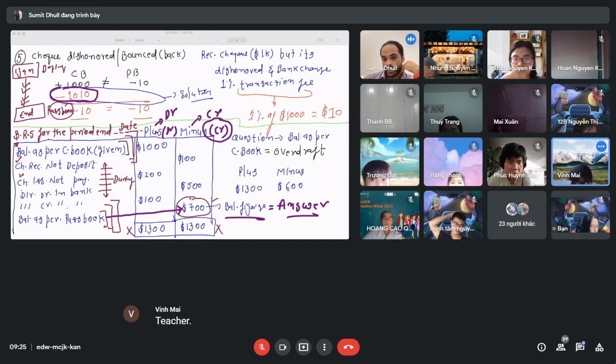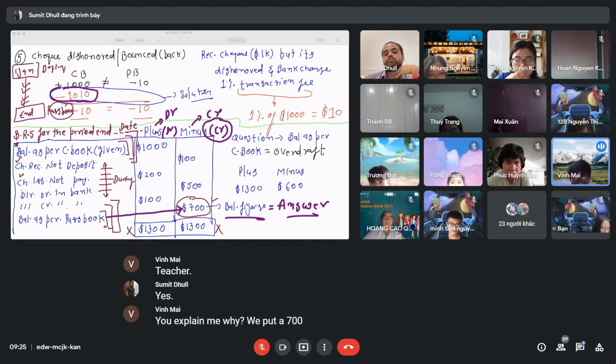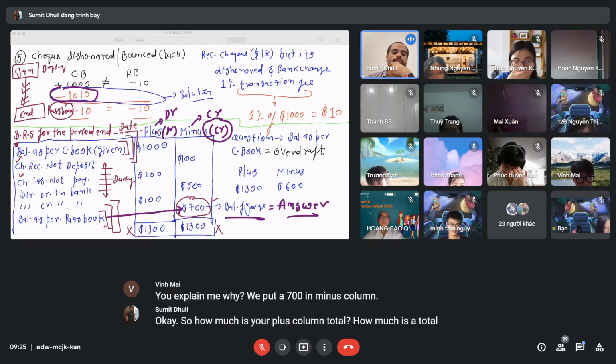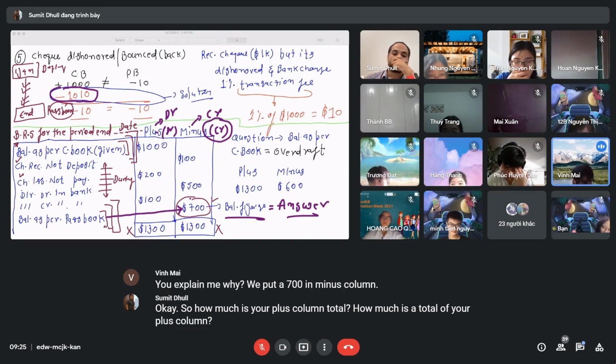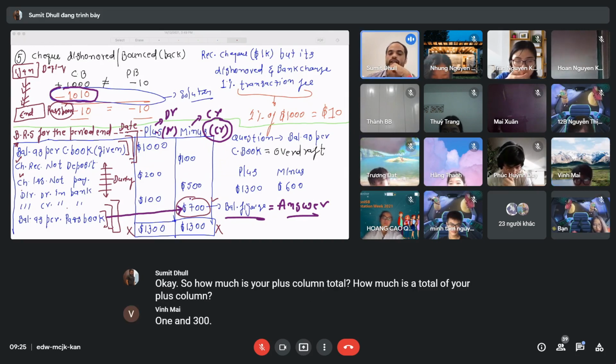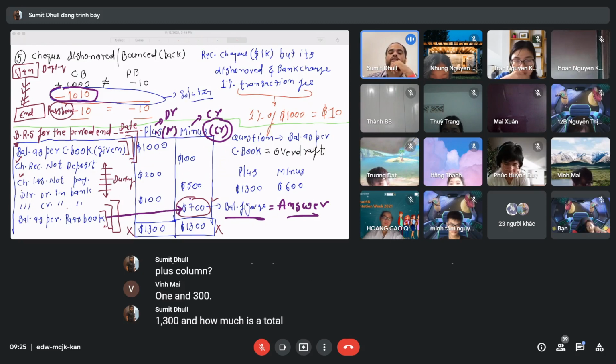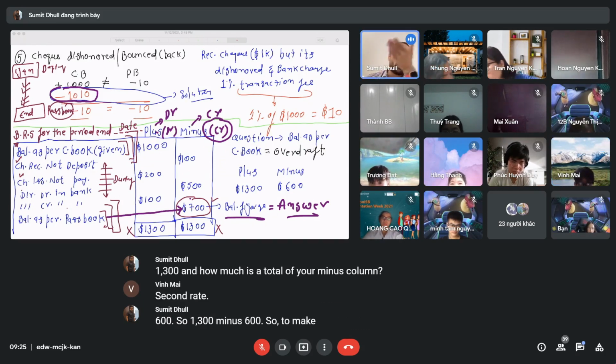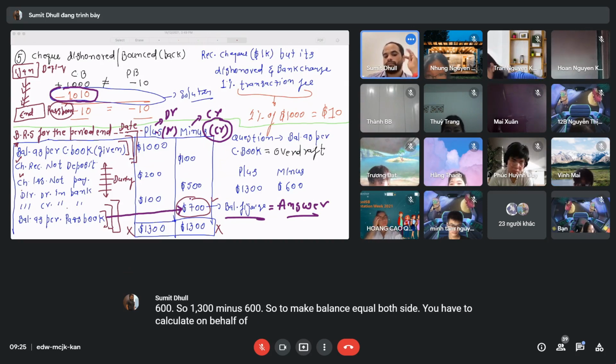Teacher, can you explain why we put 700 in the minus column? Okay. So how much is the total of your plus column? 1,300. And how much is the total of your minus column? 600. So 1,300 minus 600 is 700. So to make the balance equal on both sides, you have to calculate the balancing figure.